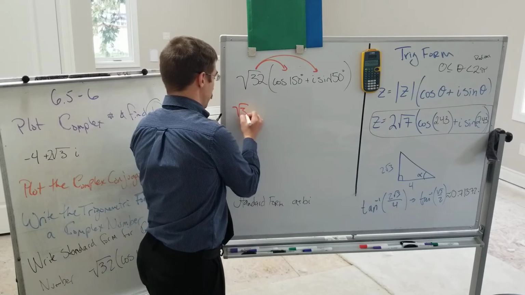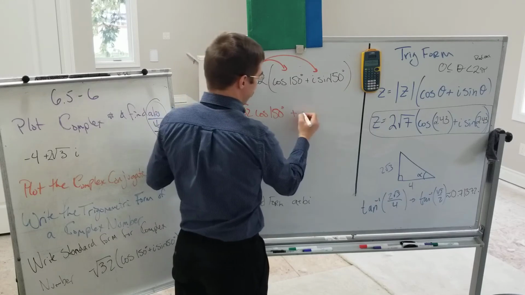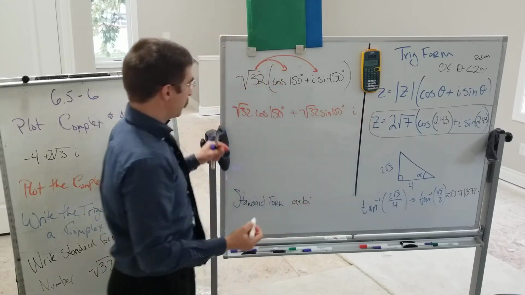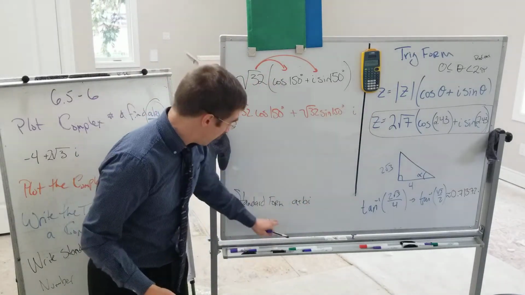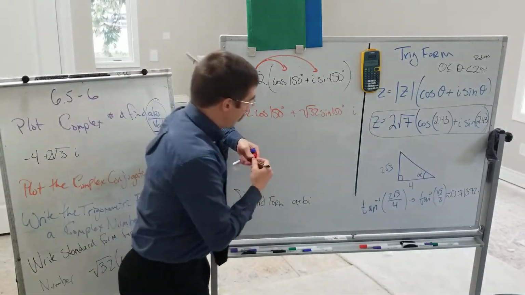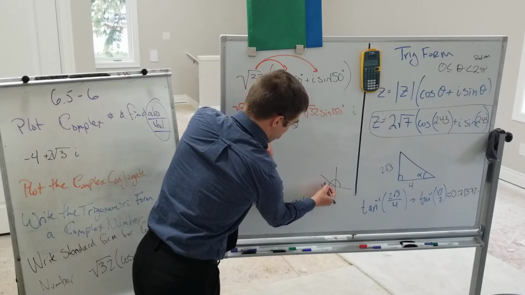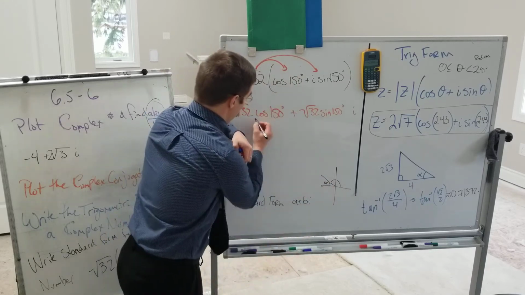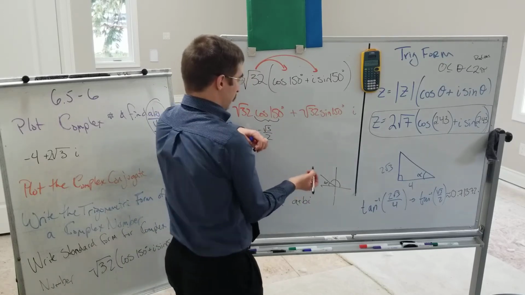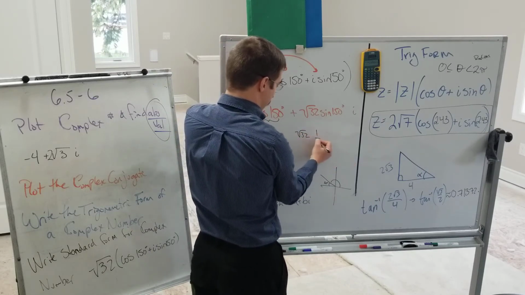So I get square root of 32 times cosine of 150 plus, I'm going to move the I to the end here, root 32 sine of 150 degrees times I. This is my A value, this is my B value for my standard form. I want to simplify it though. 150 degrees is right here, right? 150, that means I have a reference angle of 30 degrees, which means cosine is going to be negative root 3 over 2. And the sine is going to be 1/2.